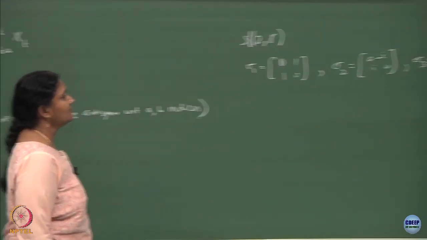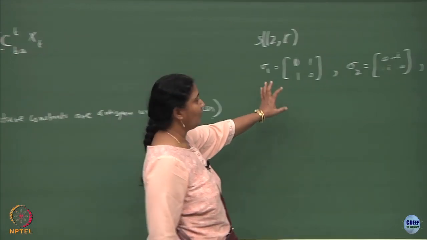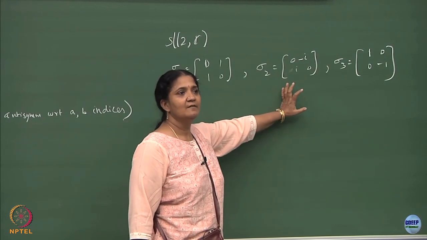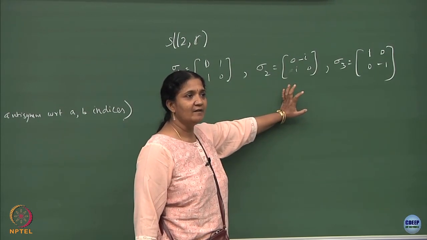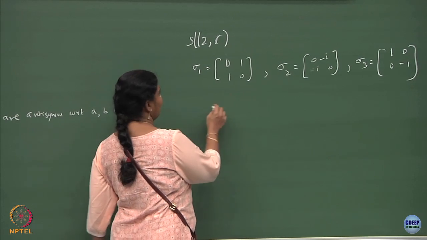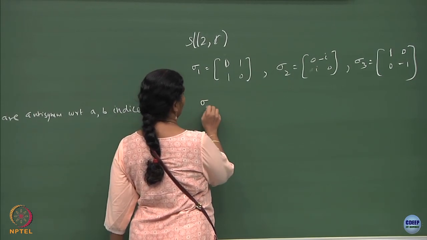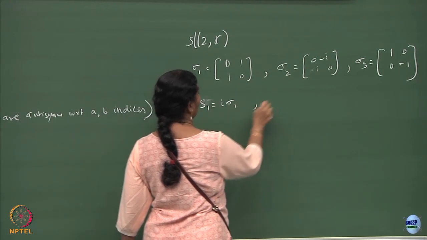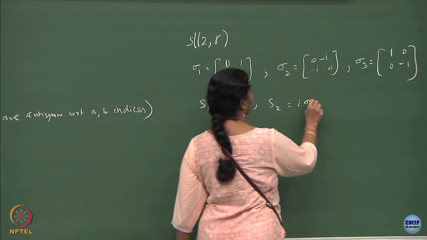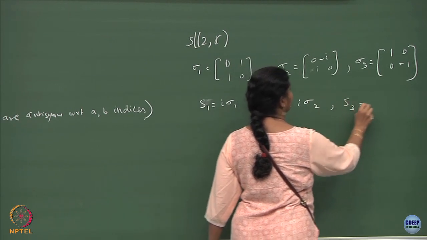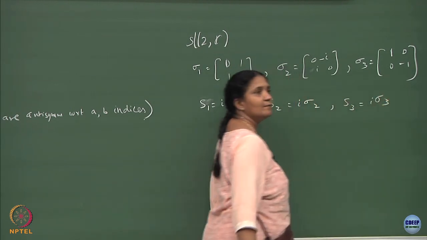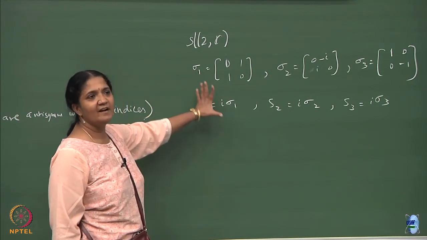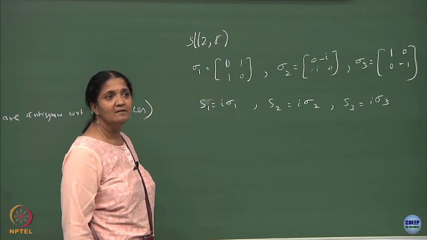Okay. So, this is one set of generators, all of them are traceless and Hermitian, right. And then as I said, you can also write S1 which is I times sigma 1, S2 which is I times sigma 2 and S3 which is I times sigma 3. Okay. So, it is 6 real dimensional vector space.